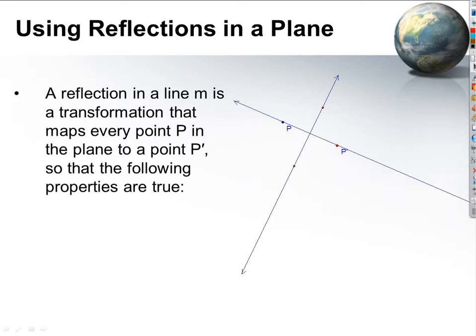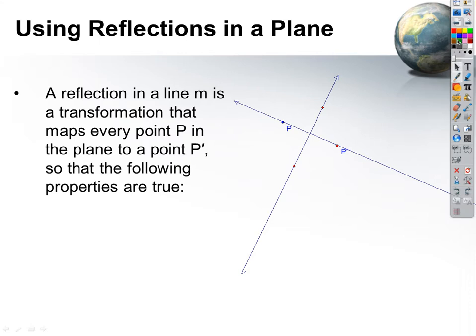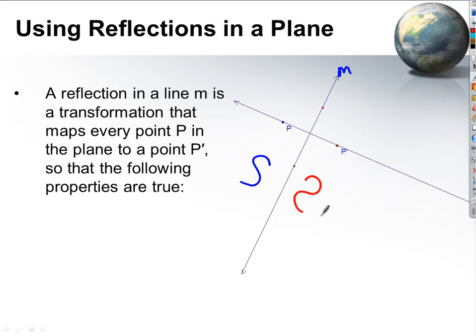A reflection in this line, it's supposed to be line M, I'll label it M, is a transformation that maps every possible point P, pre-image P, onto an image P prime. Now, P could be just a single point here, or it could be one of a whole bunch of points that make up a more complicated shape. For example, what if I wanted to reflect the letter S over this line, to create an image from that pre-image? It's going to look something like that if I do that.